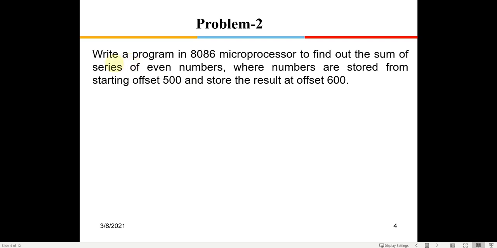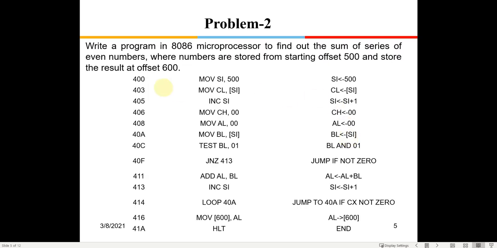Here we write a program on the 8086 microprocessor to find the sum of a series of even numbers, where the numbers are stored from offset 500, and the result is to be stored in offset 600. The numbers could be even or odd, but we need to do the sum of only the even numbers in that array. Whatever even numbers there are, we add, and the odd numbers we neglect. So this is the program.